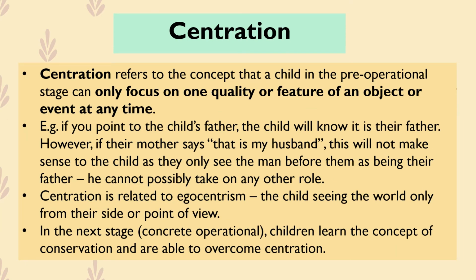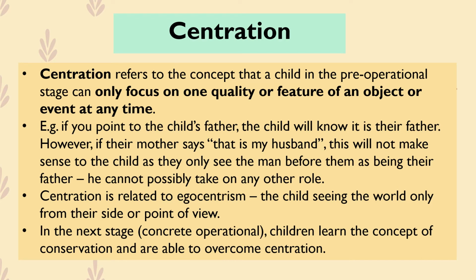So another behavior that we might observe in children in the preoperational stage, that is between the ages of 2 to 7, is centration. Centration is this idea that the child can only see an object or a particular event as having one quality or one feature at a time. Centration comes from the word central, and central means in the middle, or a main thing. So if you take a child in the preoperational stage and you point to the child's father and say, this is your father, that child will say, yeah, I know that's my father.